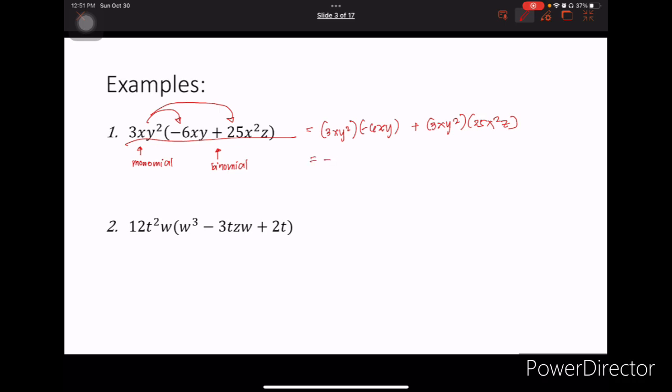Now, this is equal to negative 18x squared y cubed plus 75x cubed y squared z. This is the final answer.